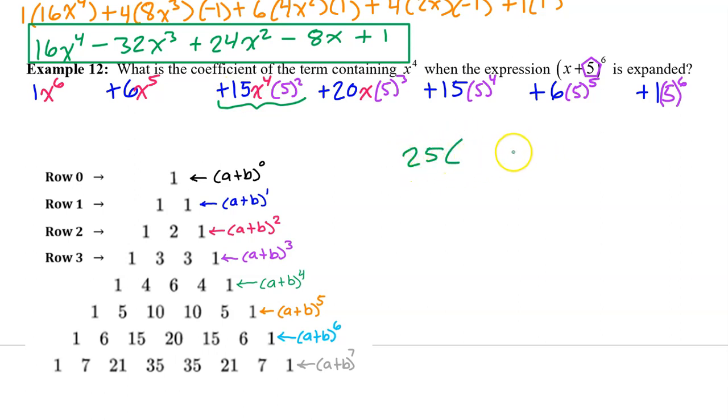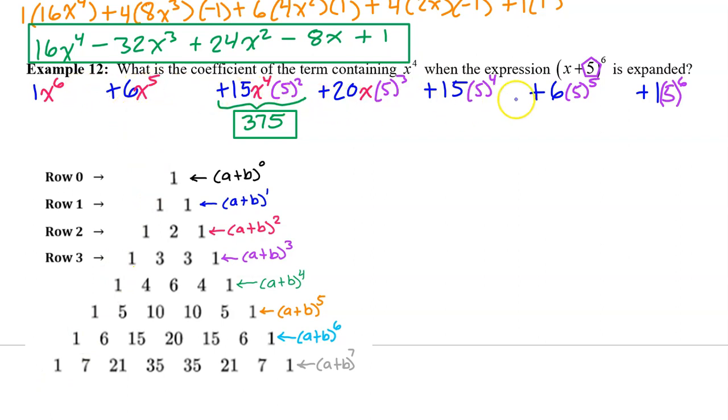So there are lots of ways to do it, but when I do 25 times 15, I would do 25 times 10 plus 5. I find this to be very easy. Doing the distributive property, 25 times 10 is 250, and then 25 times 5 is 125. Adding these together, we get 375. So that is the coefficient of the term containing x to the fourth power.